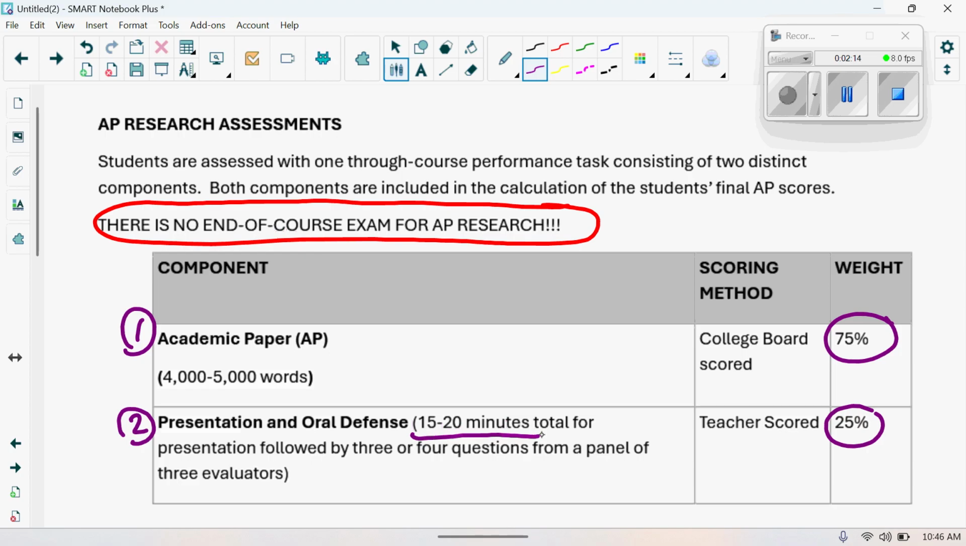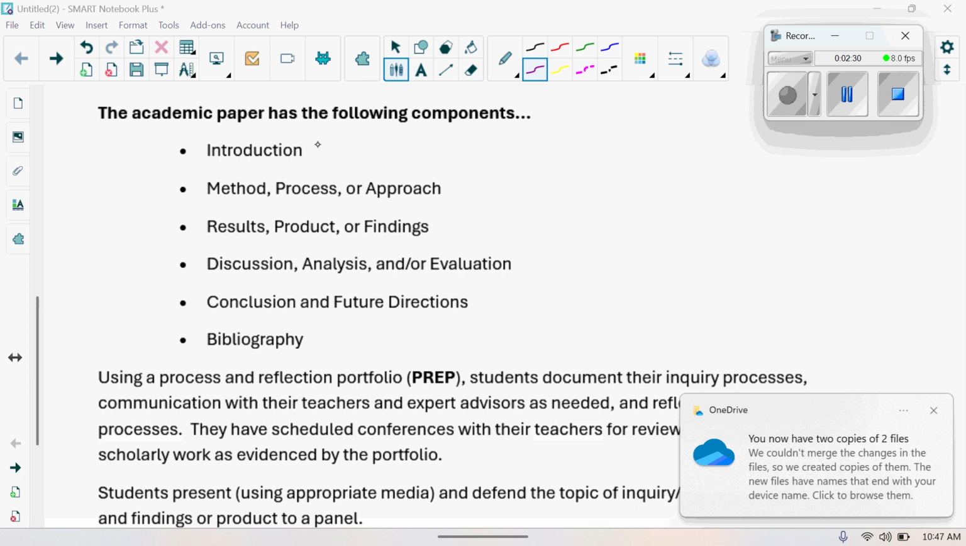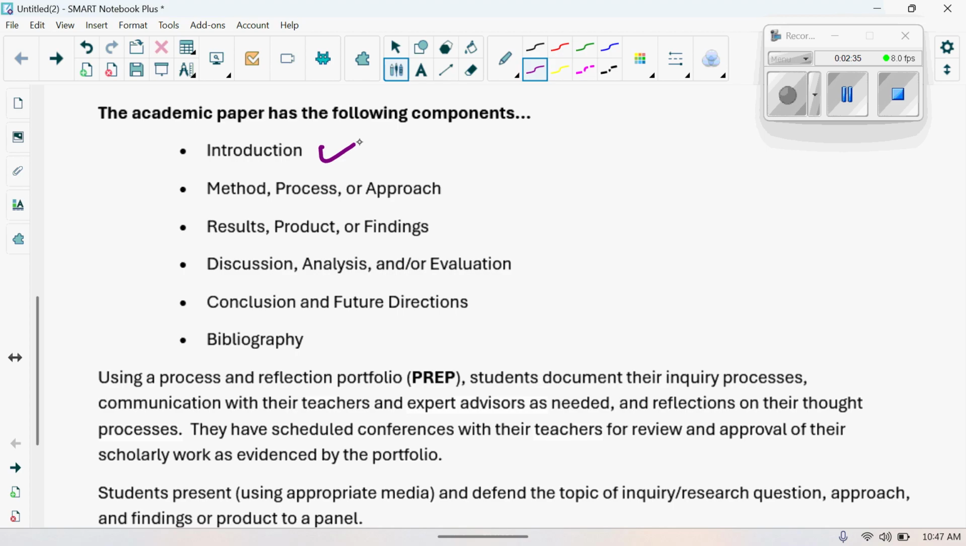So now you're probably asking, well, what is going to comprise this course? Yes, we have the two components here, but what are you writing about and what are you presenting about? So the academic paper has the following components. It will have an introduction. You will state your question of interest. So you're going to pick some kind of question that you are interested in investigating. Hopefully something that is very interesting for you personally, because you're going to be working with this topic the entire year. You're going to introduce your question of interest, and you're going to have a lit review.